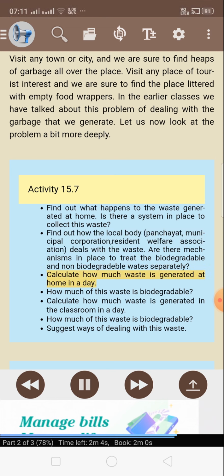Calculate how much waste is generated at home in a day. How much of this waste is biodegradable? Calculate how much waste is generated in a classroom in a day. How much of this waste is biodegradable? Suggest ways of dealing with this waste.